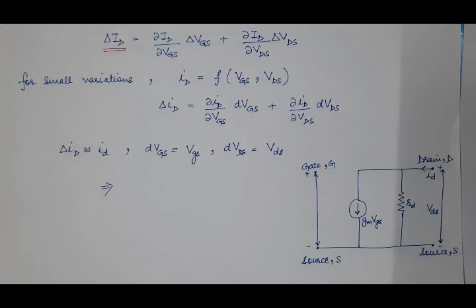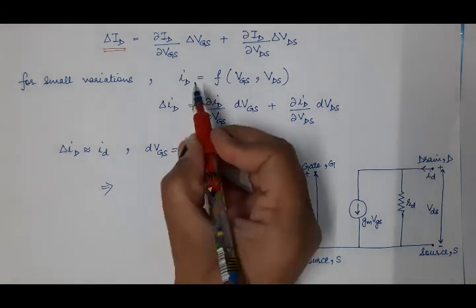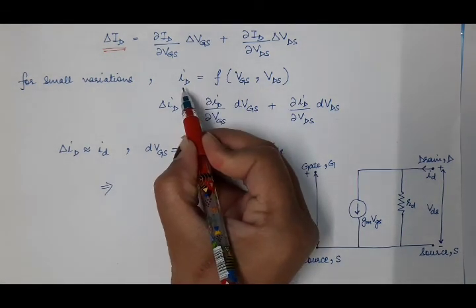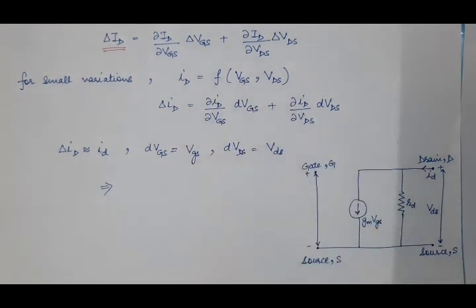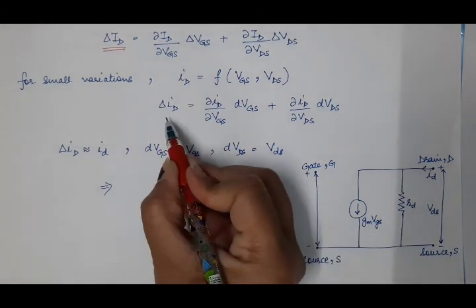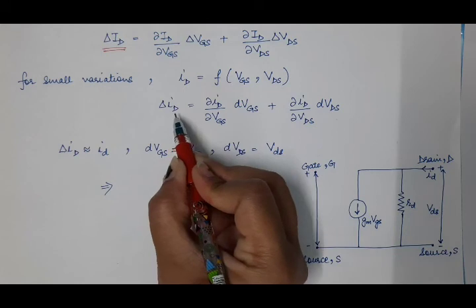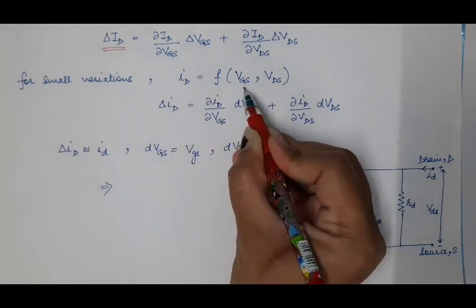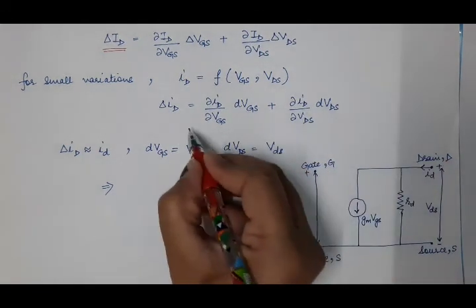But in case the variations are small, for smaller variations, capital ID is denoted by small id. So small id will be a function of these two voltages. Then what will be the variation in this small signal current corresponding to the variation in VGS and VDS? This is the equation.